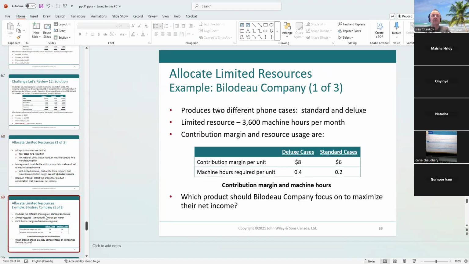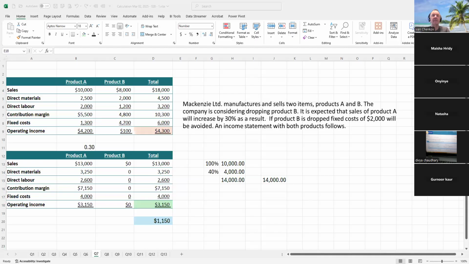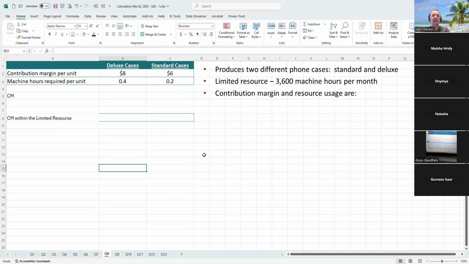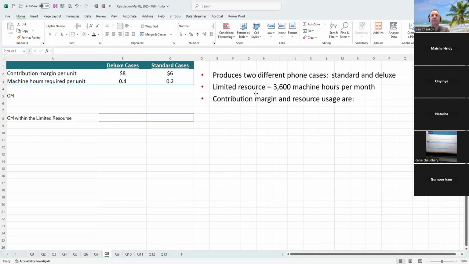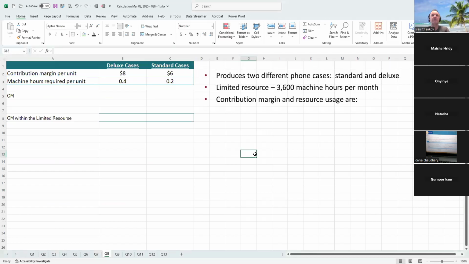So let's see how this is going to work. We're going to have product 1 and product 2. Limited resources, machine hours. Which product should we focus on to maximize the net income? Let's go now to the Excel spreadsheet and think about it. Let's go to question 8. And we're going to have those two here waiting for us.